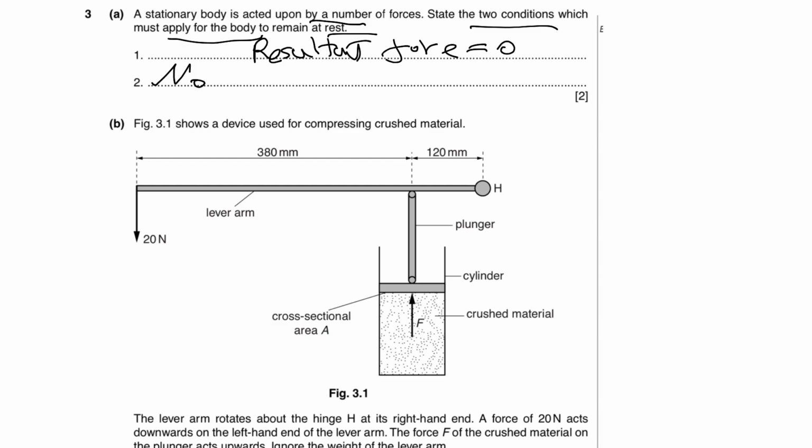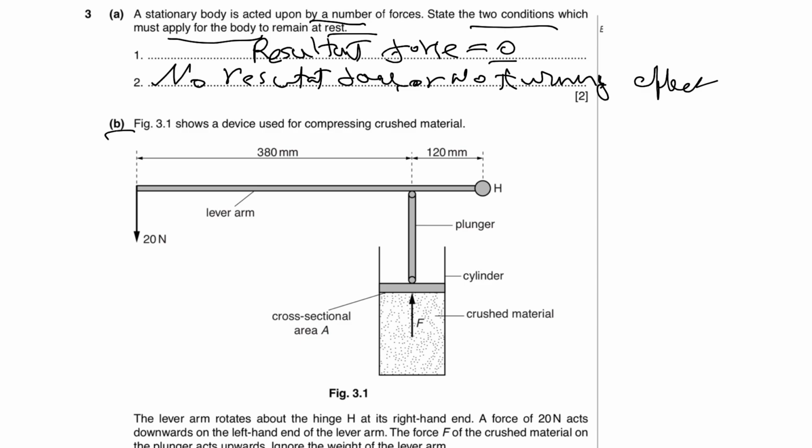So we can write no resultant force, which is the same thing as resultant force equal to 0. And second, no resultant moment, or no turning effect will be there.